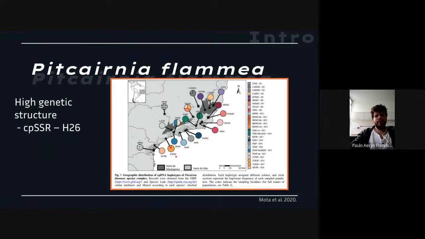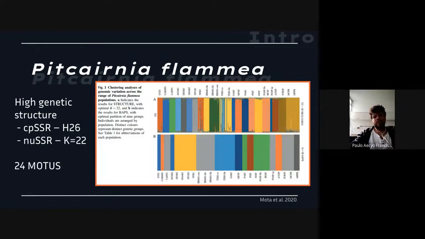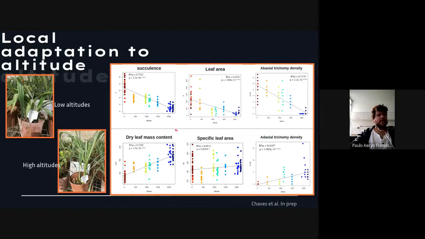And in a phylogeographic study, it was possible to observe that this species is highly structured, showing 26 haplotypes in 25 populations, and also 22 clusters in those 25 populations. It was almost as if each population evolved as a different lineage. And one of the reasons for that is local adaptation. As you can see here, several traits are associated with local adaptation to altitudinal clines, such as succulence, leaf area, and the distribution of abaxial trichomes in low and high altitude plants.